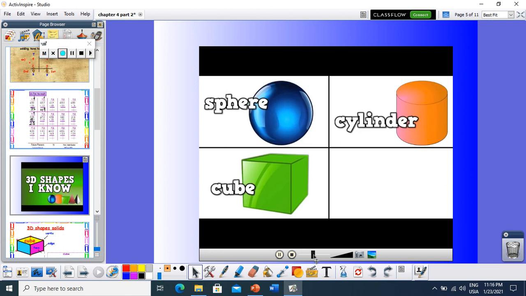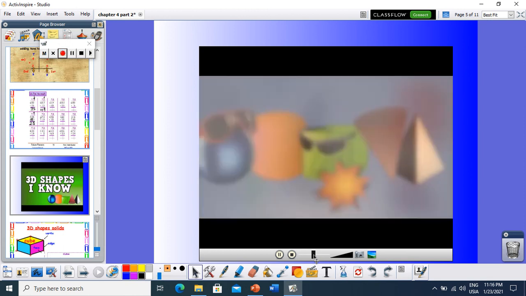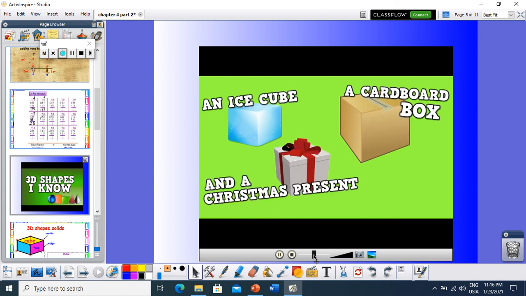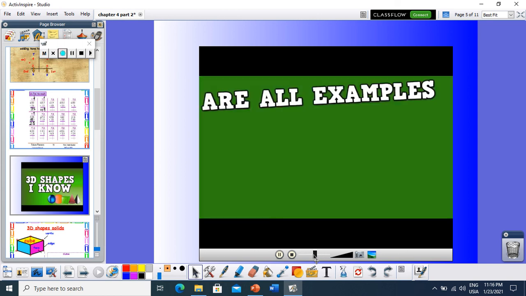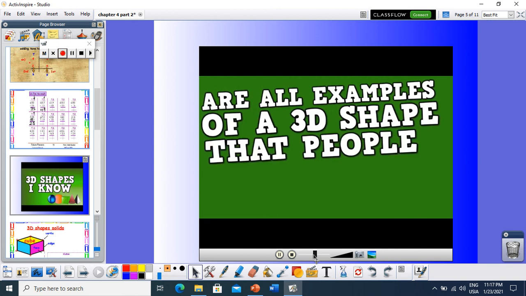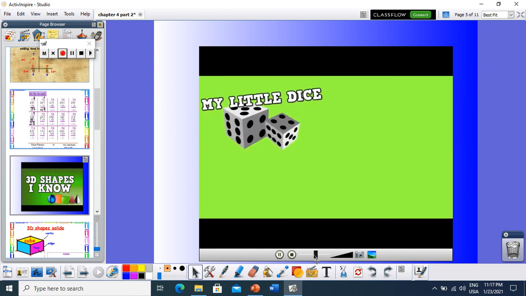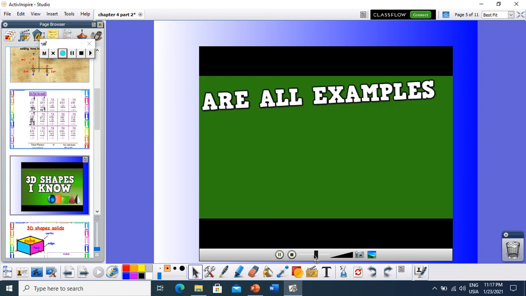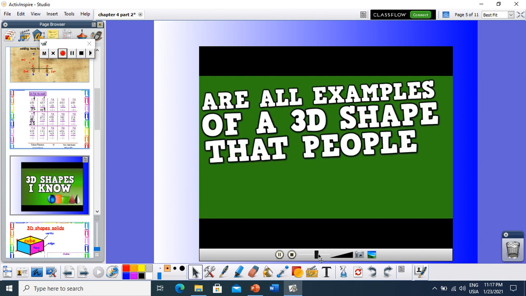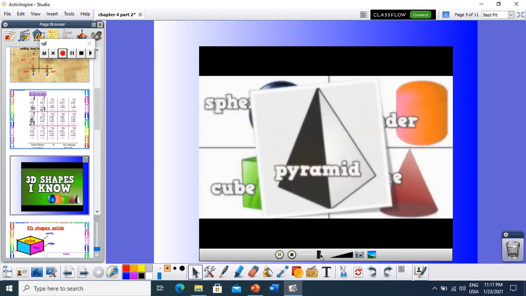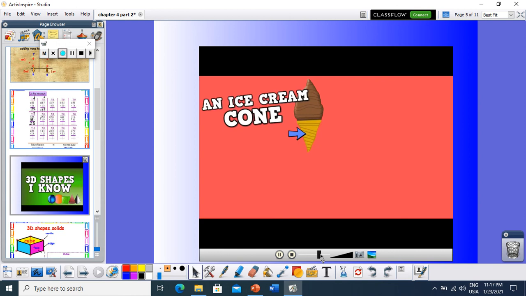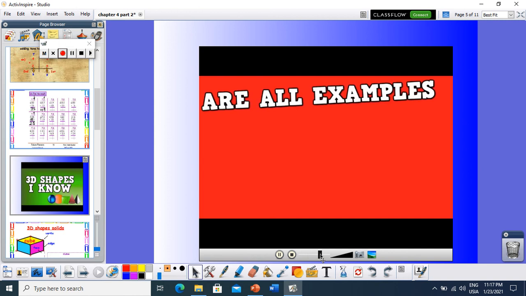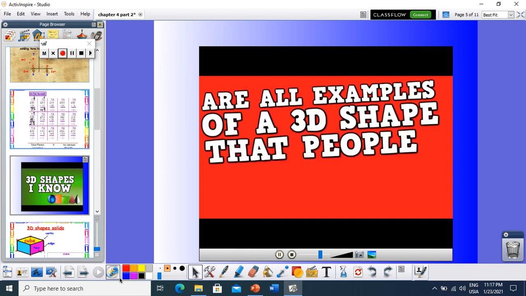A cube and a cone. An ice cube, a cardboard box, and a Christmas present for you are all examples of a 3D shape that people call a cube. My little dice, a sugar cube, and blocks that I use are all examples of a cube. An ice cream cone, a pencil tip, and a megaphone are all examples of a 3D shape that people call a cone.